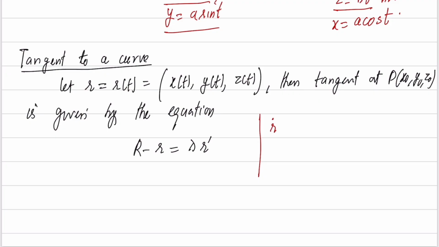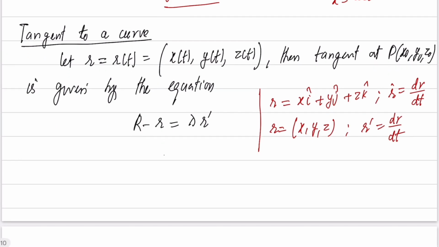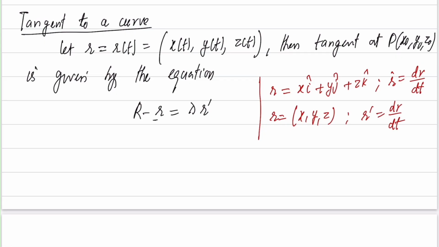So first of all, if we have this r as xi plus yj plus zk, then in differential geometry most of the time this r dot is the derivative, so this is dr by dt. And if we write the same curve as x, y, z in the Cartesian form or in this coordinate form, then we denote r dash by dr by dt. So this is just a notation, r dot and r dash are one and the same thing. Now here we can write the equation of a tangent in this way, capital R minus r equal to lambda r dash, where this r is the original curve x, y, z, and r dash is its derivative, and this capital R denotes some new variables for writing down the equation of a tangent.